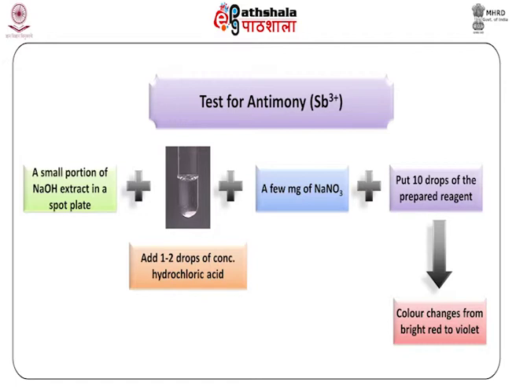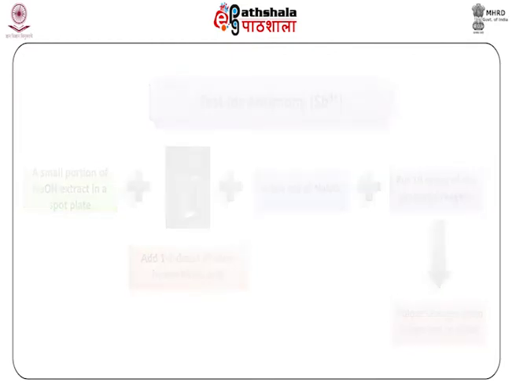Add 1 to 2 drops of concentrated hydrochloric acid and a few milligrams of sodium nitrate. Now put 10 drops of the prepared reagent and mix it. A change of color from bright red to violet indicates the presence of antimony.